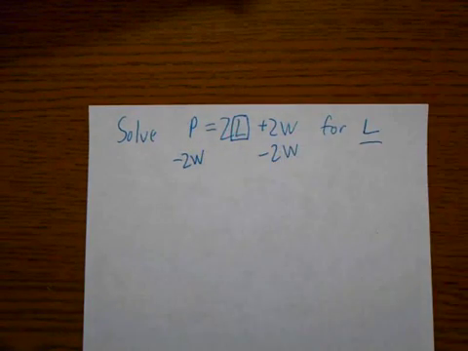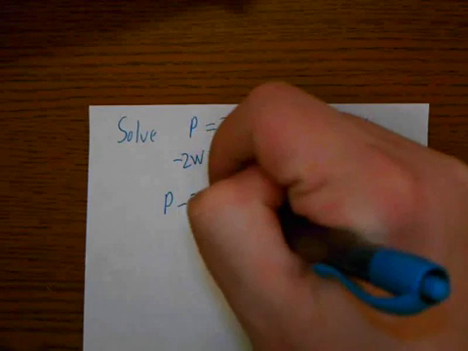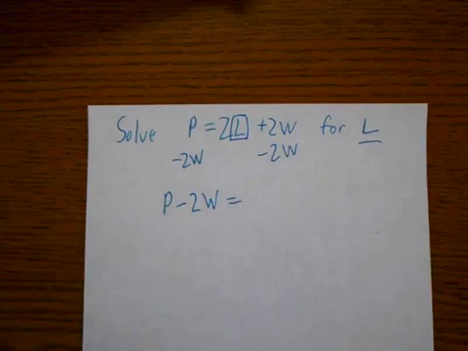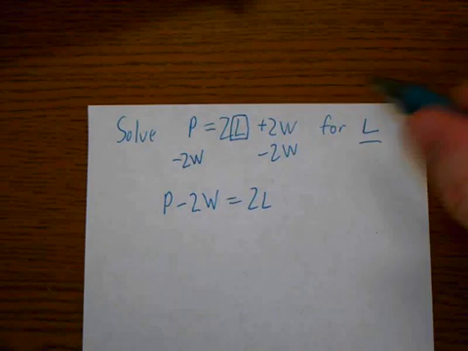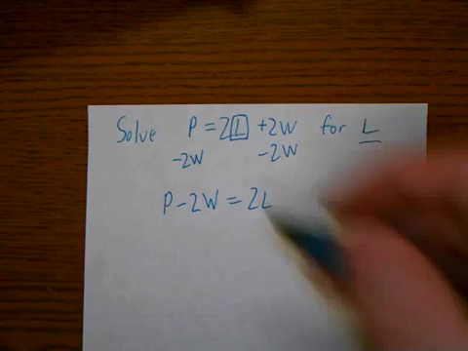Now on this side, P and minus 2W, those are not like terms, so we cannot combine those into one term. So we are going to just have to write P minus 2W equals. Then on the other side, I'm going to have 2L still. And then a positive 2 and a negative 2 make a 0, so we have 0W, but 0 times anything is 0, so we can just leave this as 2L.